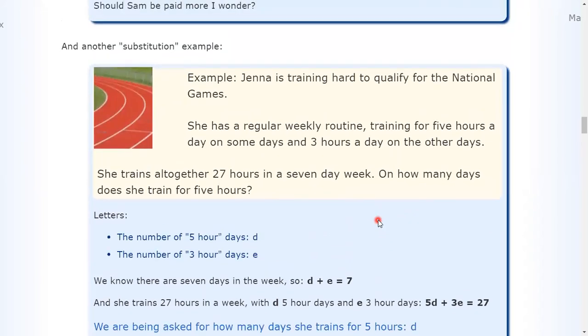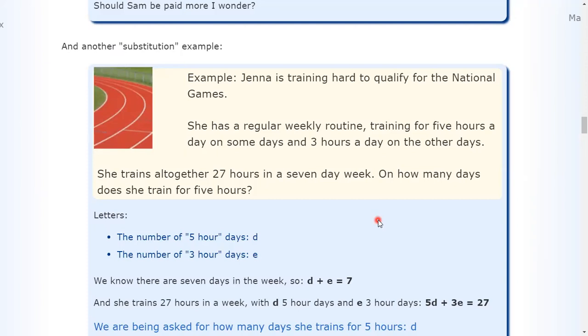Jenna is training hard to qualify for the national games. She has a regular weekly routine, training for 5 hours a day on some days and 3 hours a day on the other days. So she trains altogether 27 hours in a 7-day week. How many days does she train for 5 hours? That was the question: how many days must she train for 5 hours. So the number of 5-hour days is F, and the number of 3-hour days is T.